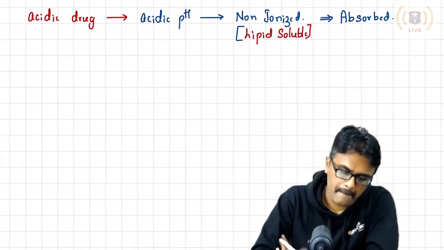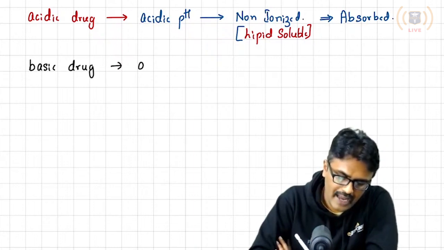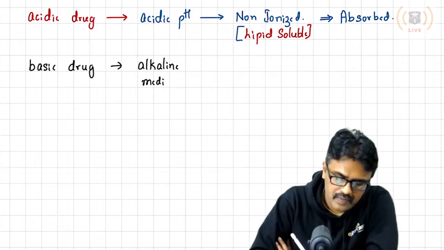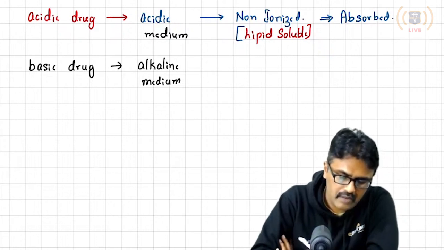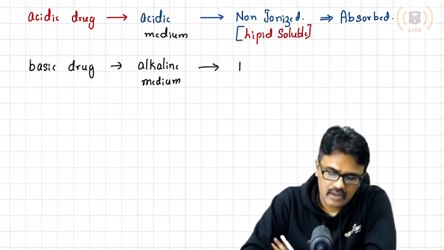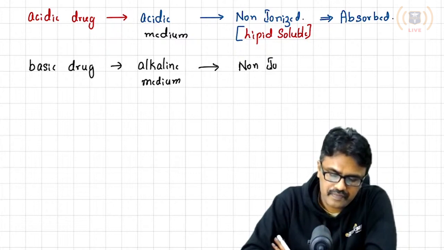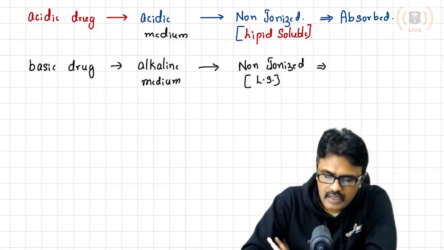Now same thing, if you place the basic drug in basic, that is called alkaline medium. So let me write it as alkaline medium. And here you can write acidic medium. Instead of pH, it will be ideal to write the acidic medium. Now in alkaline medium, a basic drug will be non-ionized. So it will be lipid soluble, LS for lipid soluble, so it can get easily absorbed.